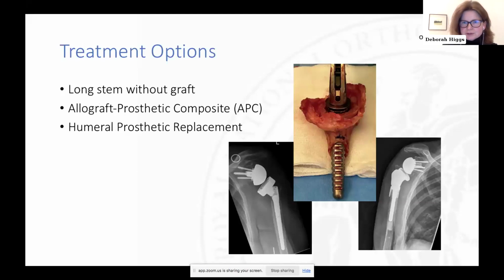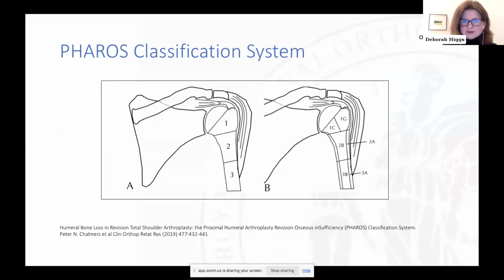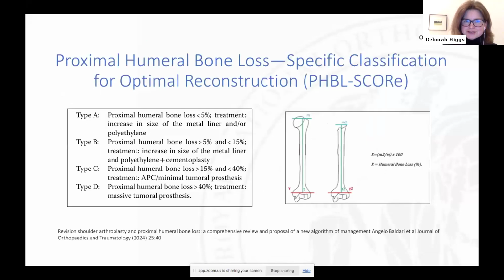In terms of what your treatment options are to manage this, as has already been mentioned, depending on how much bone loss you've got, you can use a longer stem without graft, or perhaps overcome smaller sections of bone loss with a larger polyethylene insert or larger glenosphere, or you can turn to an APC or a humeral prosthetic replacement or megaprostheses. In terms of determining which one's best for your patient, as has already been mentioned, there are several classification systems published in the literature, including the Ferris classification, based on the level of bone loss, and Francesco's own classification based on the percentage loss.